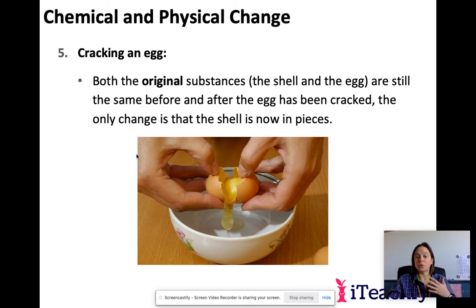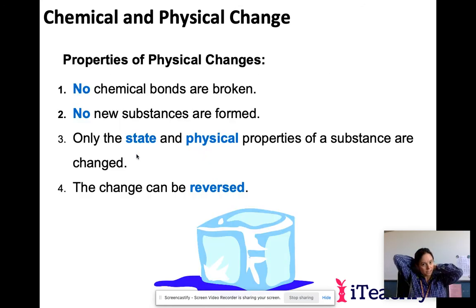Cracking an egg. When I crack that egg, I'm putting the egg into smaller pieces, separating the inside from the shell. So again, all that's happening is a physical change, not a chemical change, because the molecular makeup has stayed the same. Characteristics of physical changes: no chemical bonds are broken, no new substance is formed. Examples are change in temperature, change in state, or ripping or tearing or changing the size.